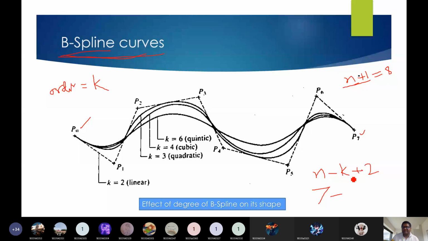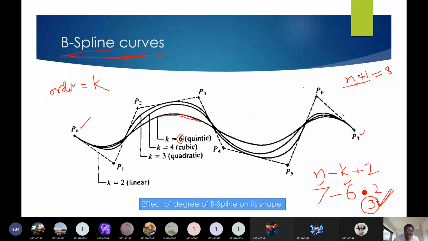So if you substitute that, 7 minus k, for example if k is equal to 6 here, it means 7 minus 6 plus 2, which is 3. I am getting a total of 3 segments. For n equal to 7 and k equal to 6, the entire overall curve would be divided into 3 parts, and if you join all the 3 parts, this is how the curve looks. You can imagine there are three major curves that you can observe. This curve starting from P0 to P7 is made with the 3 segments.